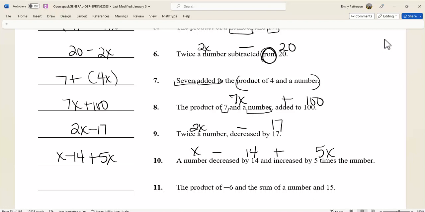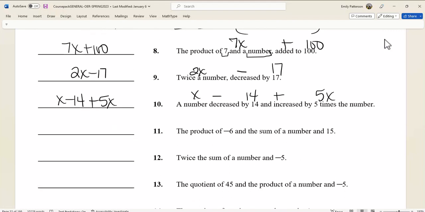I realize it can combine like terms, but today's objective is just to get these phrases out the way they're supposed to be. Okay, the product of, so I know I'm multiplying two things, of -6 and the sum of a number and 15. So -6 and the sum, so that tells you what goes on inside of a number and 15.